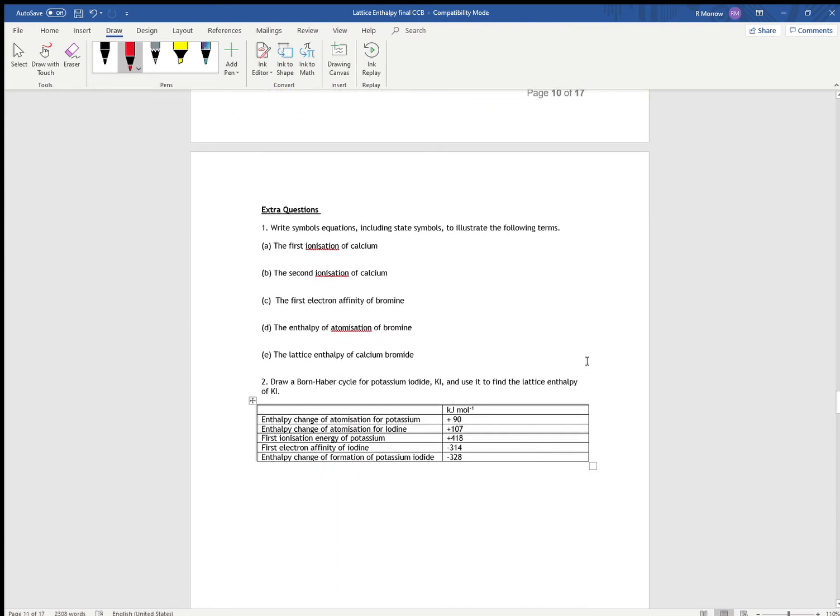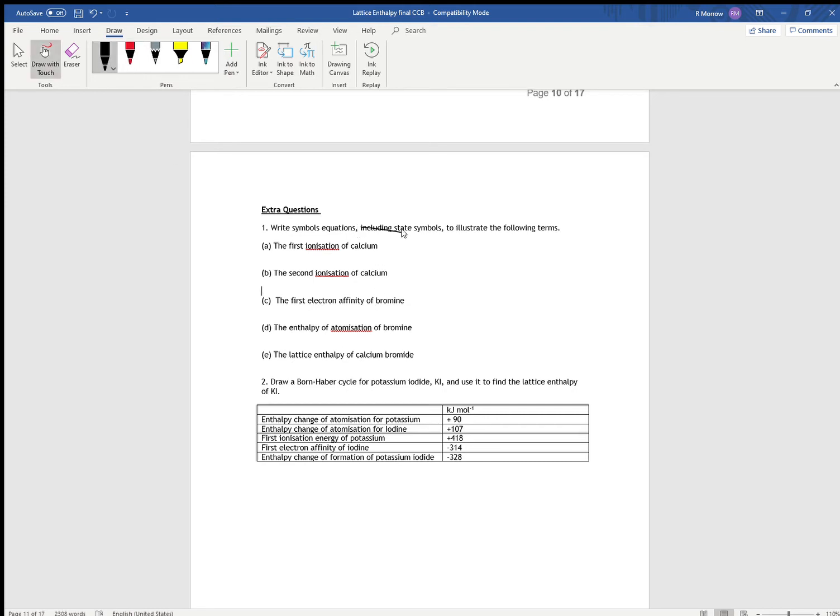We'll do another few of these, and hopefully by the end of me doing all of these, you'll have a pretty good idea and be able to tackle the past paper questions that come your way, right? So we'll take our way through these. Okay, so first question is we've got to write some simple equations, including state symbols.